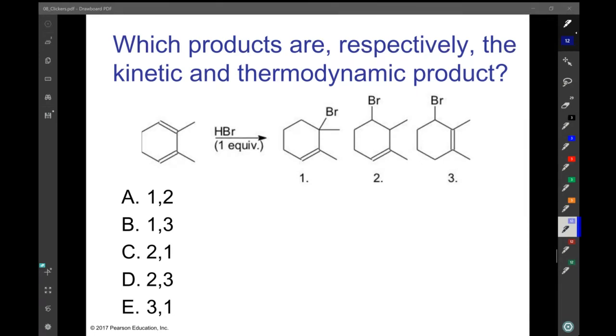Is the first one of the options supposed to be the kinetic? Which products are respectively kinetic and thermodynamic? Yes, the way the answers are arranged, the first one should be kinetic and the second one should be thermodynamic.